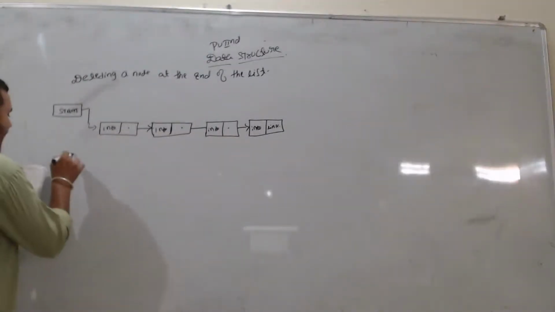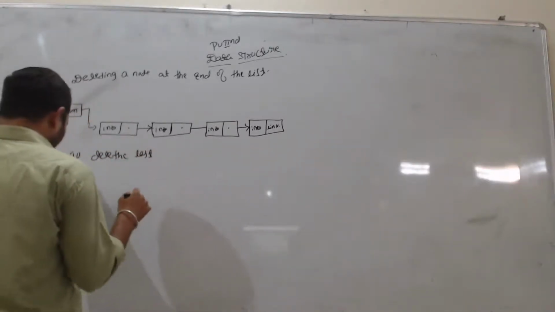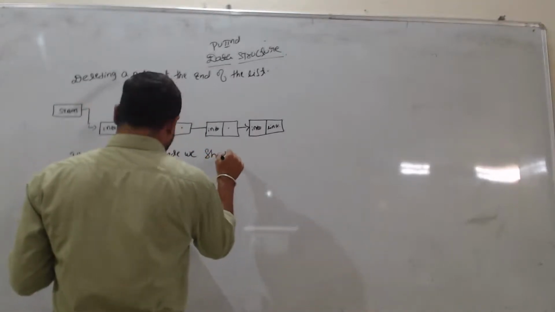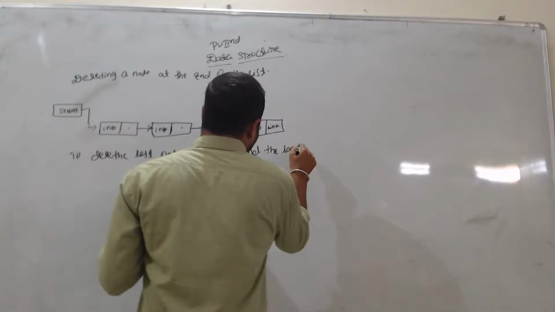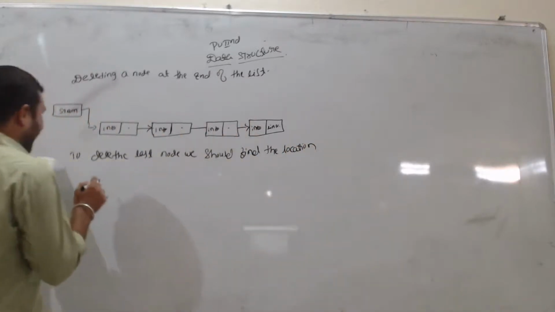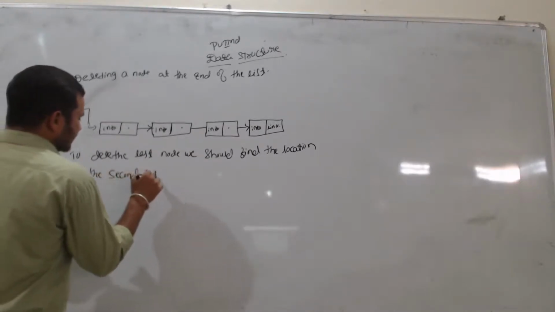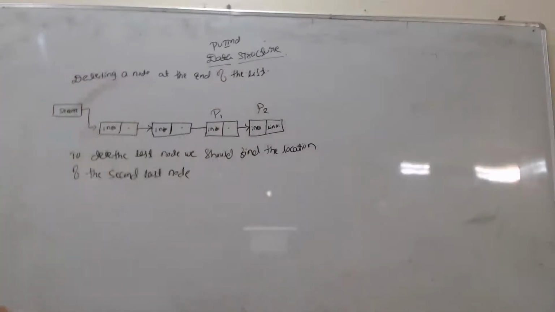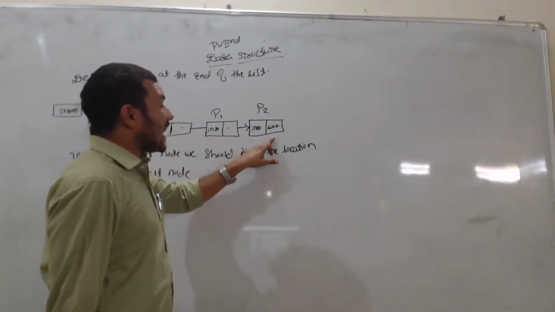So to delete the last node, we should find the location of the second last node. That means P1, P2. Right? If I want to delete this node, we have to find out the location of the last second node.